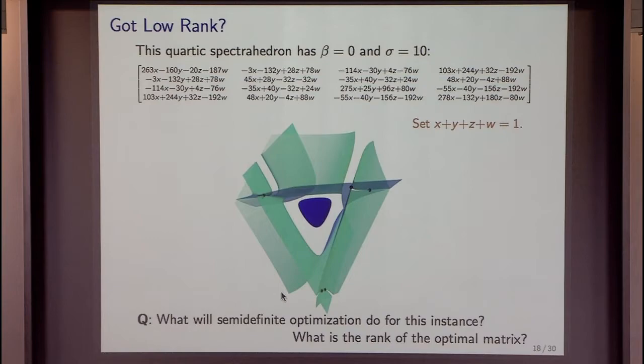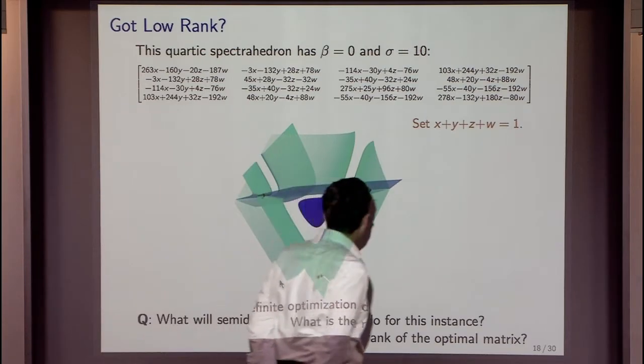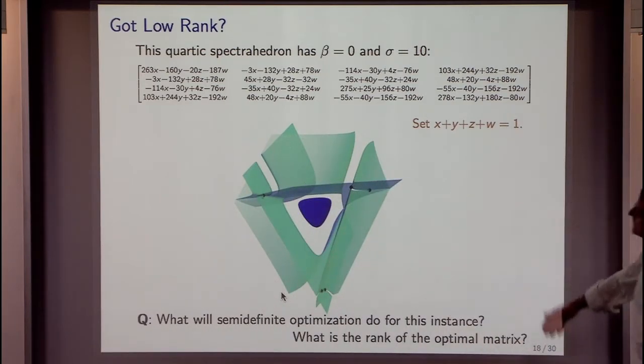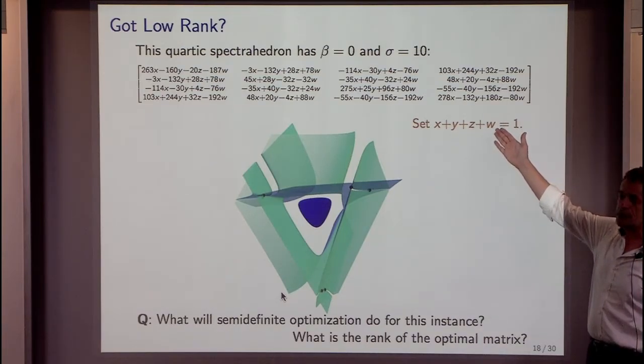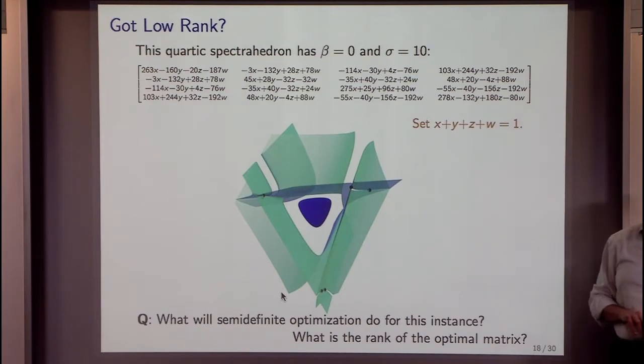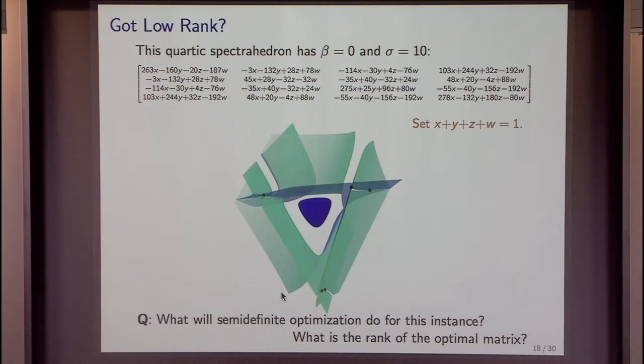Okay, let me wrap up this part of the discussion by looking at an example with beta equals 0 and sigma equals 10. So let's take this 4x4 symmetric matrix, and maybe we dehomogenize by replacing W by 1 minus X minus Y minus Z. And that's the picture.